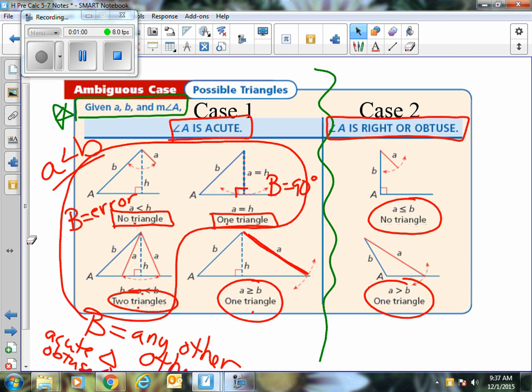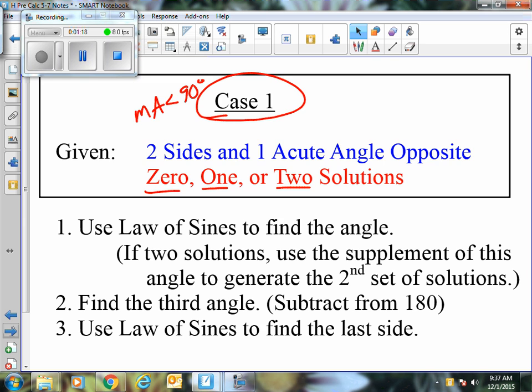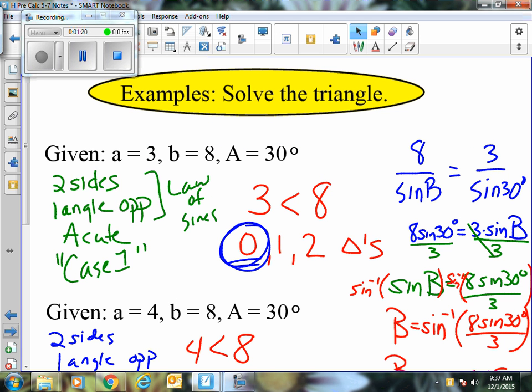Case 2, so much easier. Case 2, when it's obtuse, that means the side opposite has to be the longest. So if the side opposite isn't the longest, there's no triangle. If the side opposite is, there's one triangle. So being able to double check and just make sure, how many solutions do I actually have? All right, so here's what we're going to do then. I'm going to go ahead back to the examples that we did in day 1, in part 1, and we're going to talk through the solving part of it and make sure we can find the pieces that we're missing.